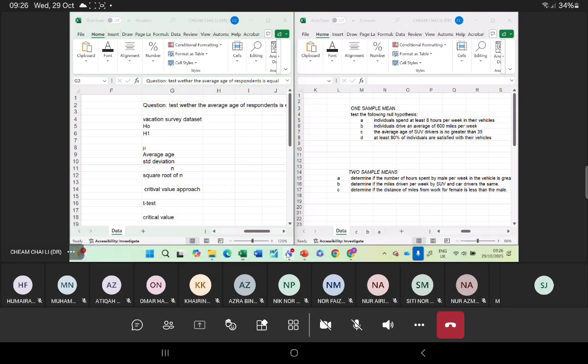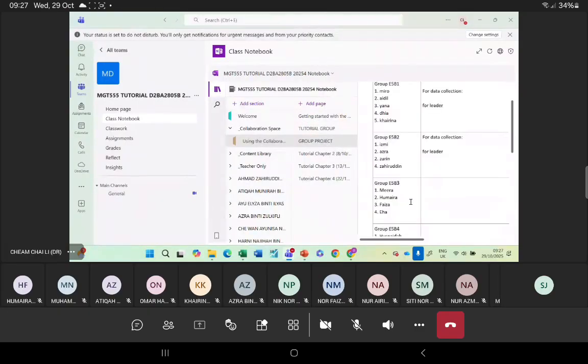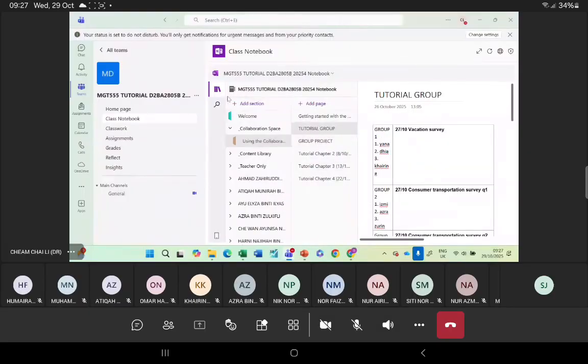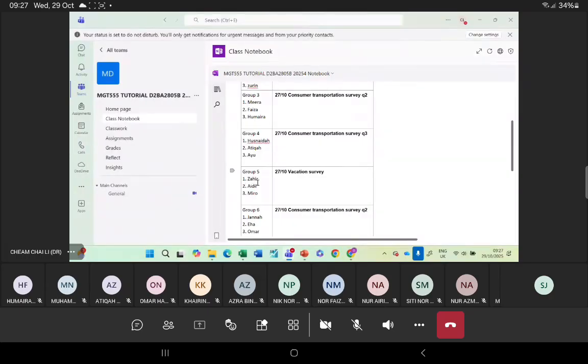Okay, I have assigned questions. So this is tutorial group, bukan group project. Your group project dekat sini. Kita belum lagi start group project, right? For tutorial group, group 1 consists of Yana, Dia, and Karina. You all buat vacation survey. Kumpulan 5, Zahir, Aidil dengan Miro, you all buat juga vacation survey, right? Saya tulis tarikh ni sebab hari tu ingat boleh siap, tapi you just ignore lah yang ni.